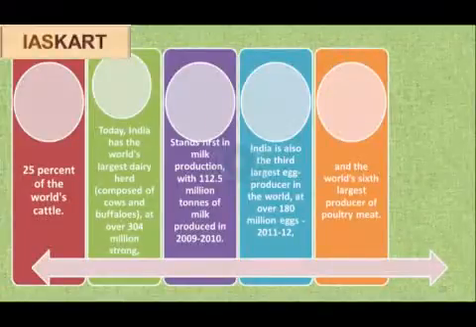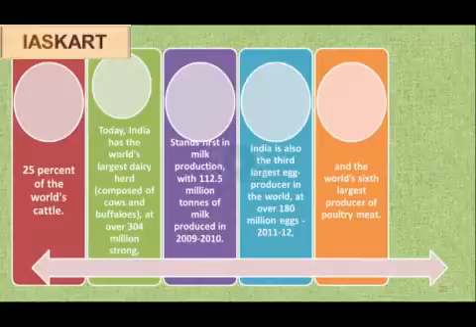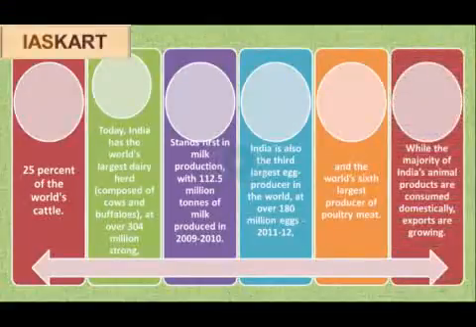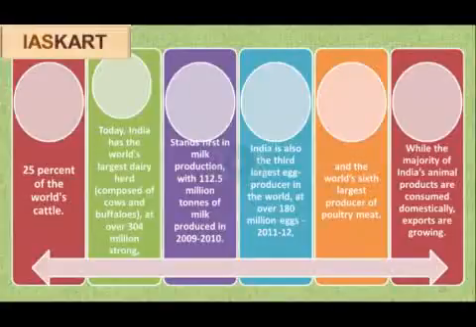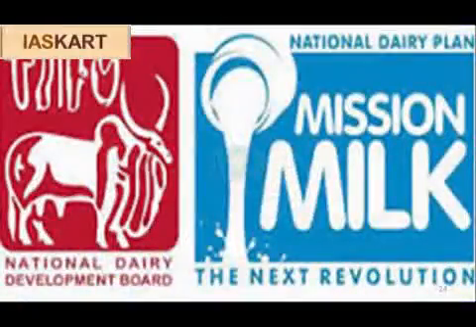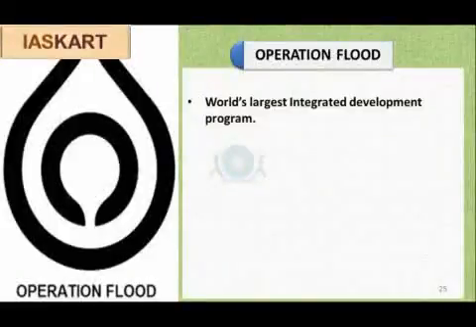The National Dairy Development Board was established in 1965 under the auspices of Operation Flood. That was in Gujarat, and it promoted a plan and organized dairy development through cooperatives in the country. Operation Flood was the world's largest integrated development program, and it attempted to establish linkages between rural milk producers and the urban population. It organized farmer-owned and managed dairy cooperative societies.